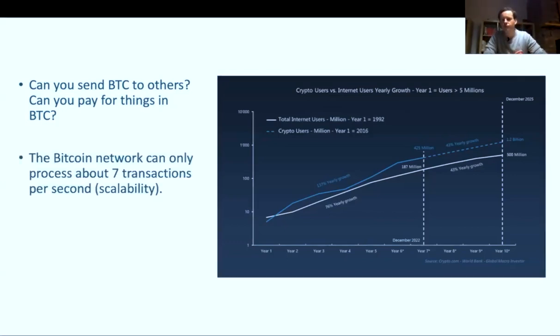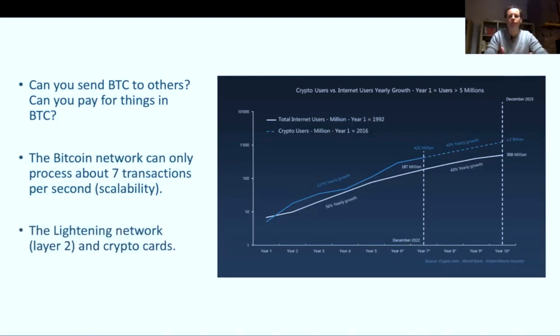The problem the Bitcoin network has, though, which we saw previously, is that it can only process about 7 transactions per second. And it's the issue of scalability that we saw for Bitcoin, or the Bitcoin network. However, again, in the last video, we saw that there is the Lightning Network, which is a layer 2 network or solution. And some crypto companies have teamed up with Visa and MasterCard to try and address this issue and increase the speed of transaction.